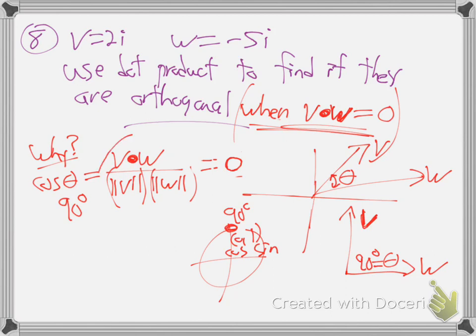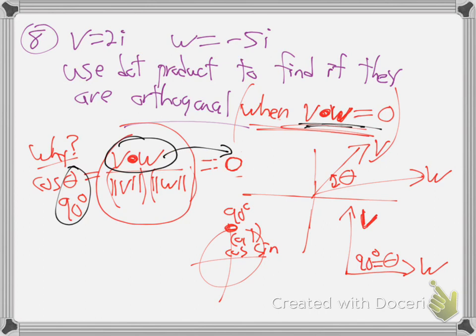So what? Well, if this fraction is 0, how do you make a fraction 0? The top has to be 0. It has nothing to do with the bottom. There's no way the bottom being 0 can help; that makes it undefined. So the top has to be 0. Long story short, if the angle between them is 90 degrees, if they're orthogonal, then the dot product, the top, has to be 0. So now we can use that. You don't need to do all that; just take the dot product really quick.